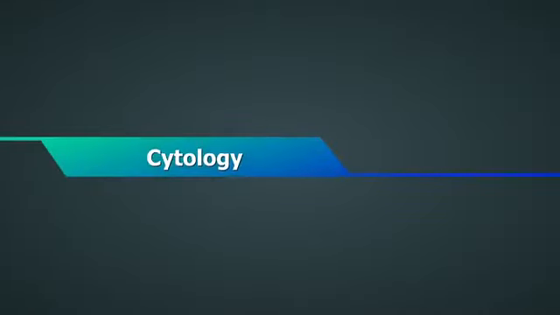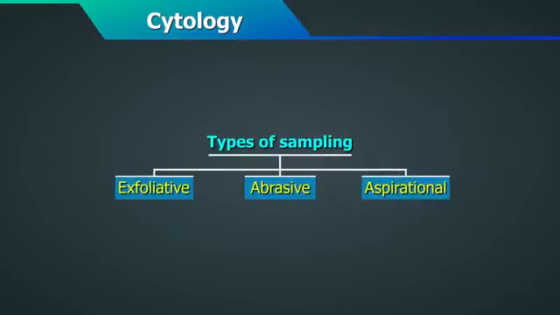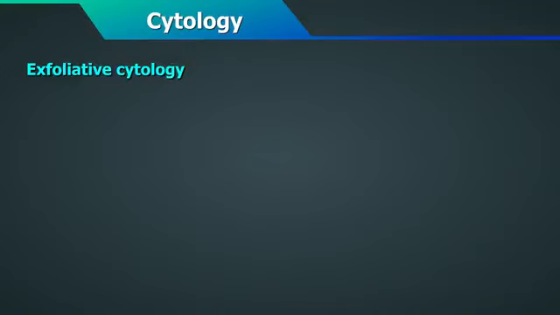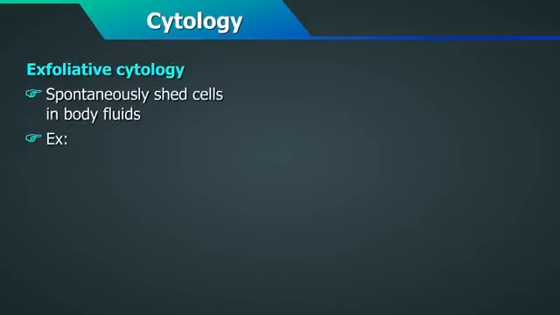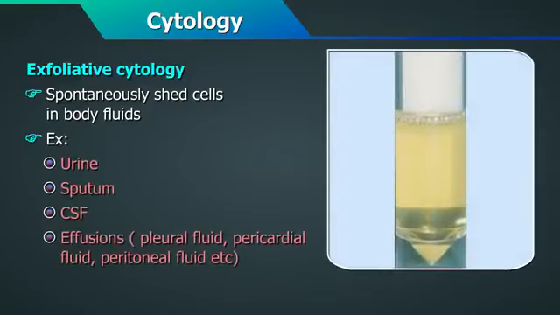Cytology. Cytology is a diagnostic technique used to examine cells from various body fluids and solid tissues to determine the nature of disease. It includes three types of sampling. 1. Exfoliative cytology. Spontaneously shed cells in body fluids. For example, urine, sputum, CSF, and effusions, such as pleural, pericardial, or peritoneal effusions.